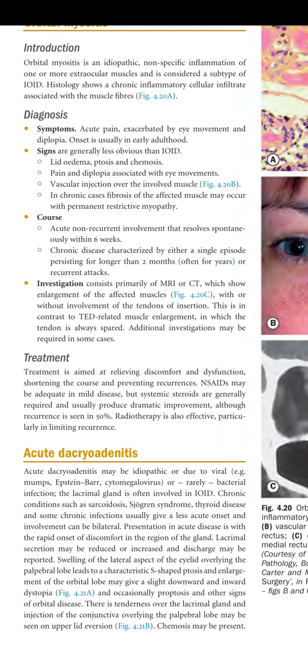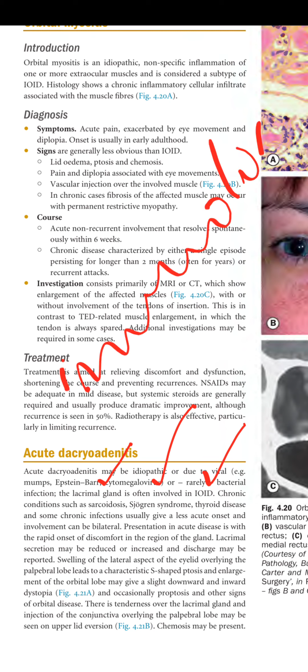The lacrimal gland is often involved in IOID. Chronic conditions such as sarcoidosis, Sjogren's syndrome, thyroid disease, and some chronic infections usually give a less acute onset, and involvement can be bilateral. These are basically all immunological diseases. Thyroid disease affects the thyroid gland, Sjogren's syndrome affects the lacrimal and salivary glands, and in sarcoidosis most of the organs are affected, especially the lungs.